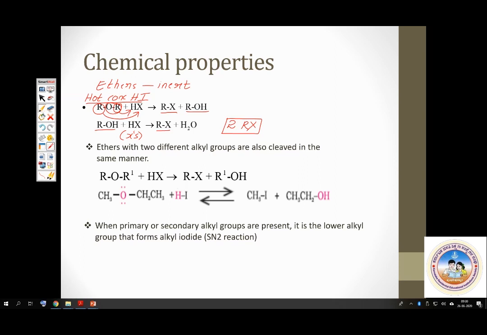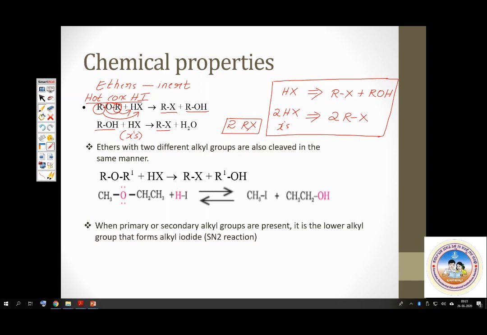If 1 mole HX is given, then the products would be alkyl halide and alcohol. If 2 moles HX or excess, the word excess is there, then the product will be 2 moles of haloalkane only. Alcohol is not obtained. So this part please remember. In the exam, you can be tested on these two conditions: limited amounts of HX, excess HX, or 1 mole HX or 2 moles HX.